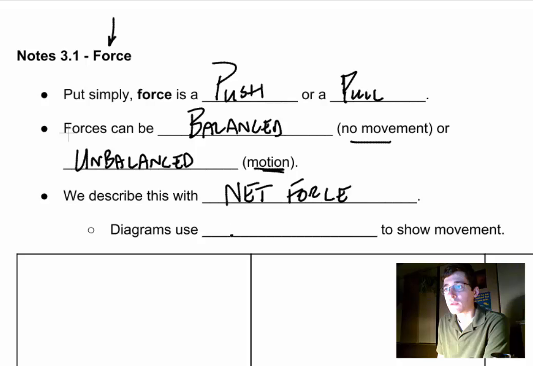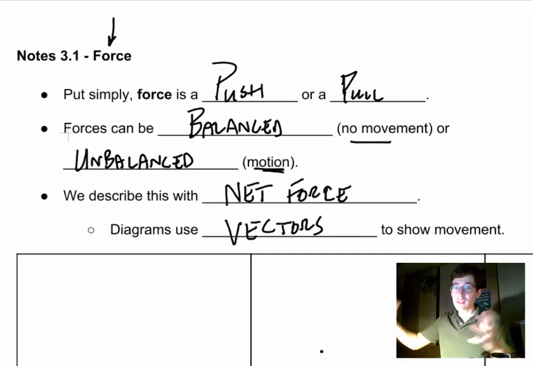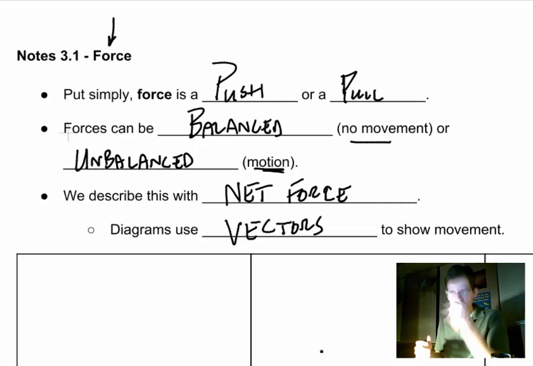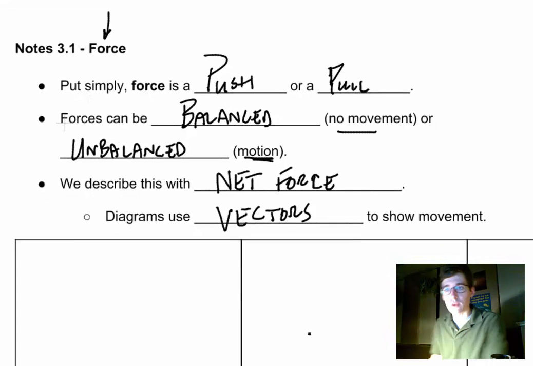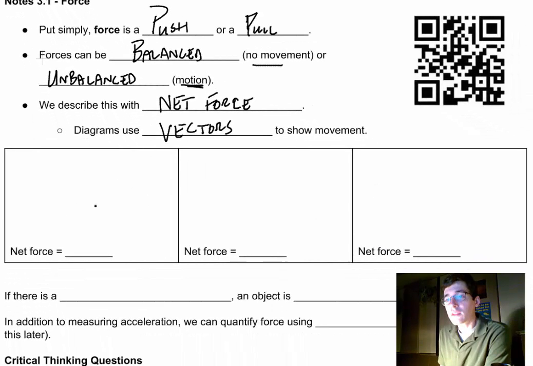And when we draw diagrams, we use vectors. Remember, vectors show quantity or magnitude as well as direction. So when we're drawing these vector arrows, what we can see is how hard or how strong that force is in a given direction. So we're going to look at 3 examples here. So we're going to have a balanced force here.